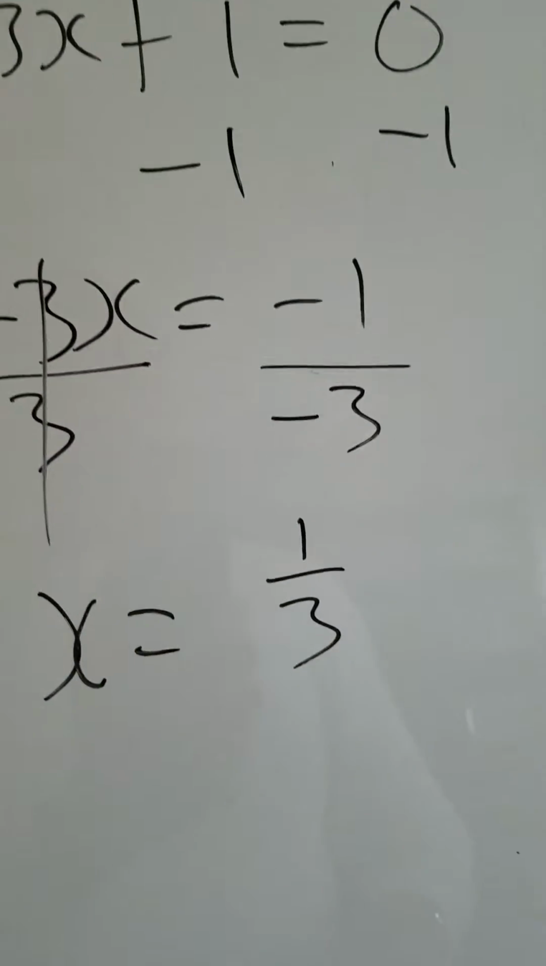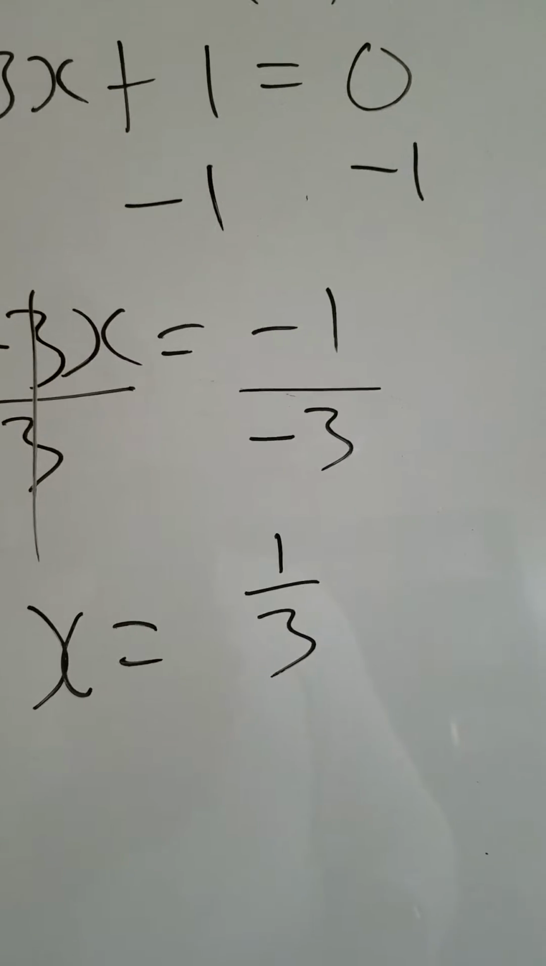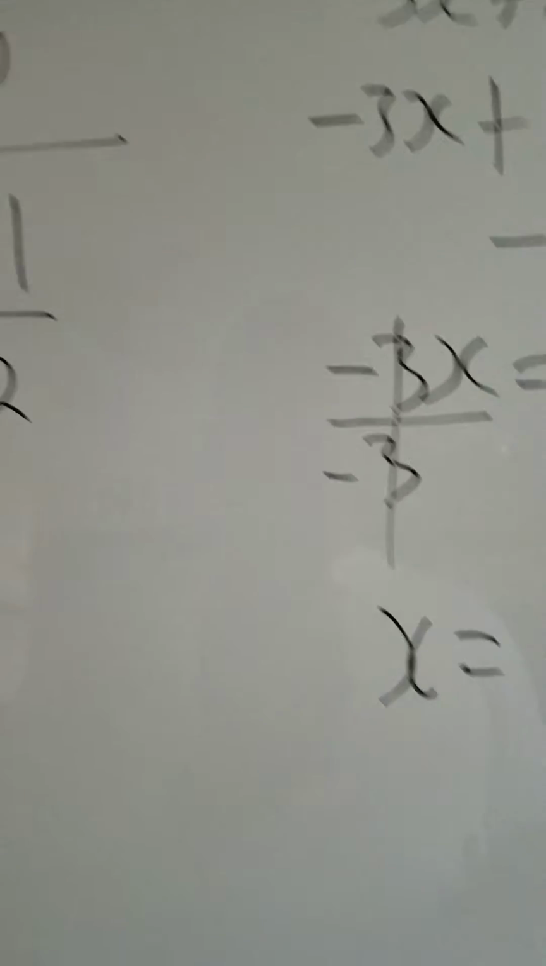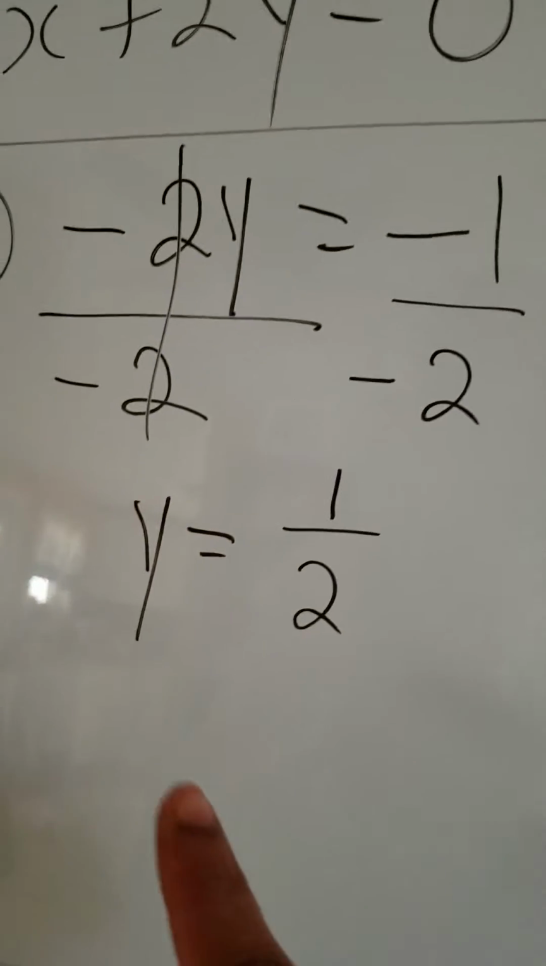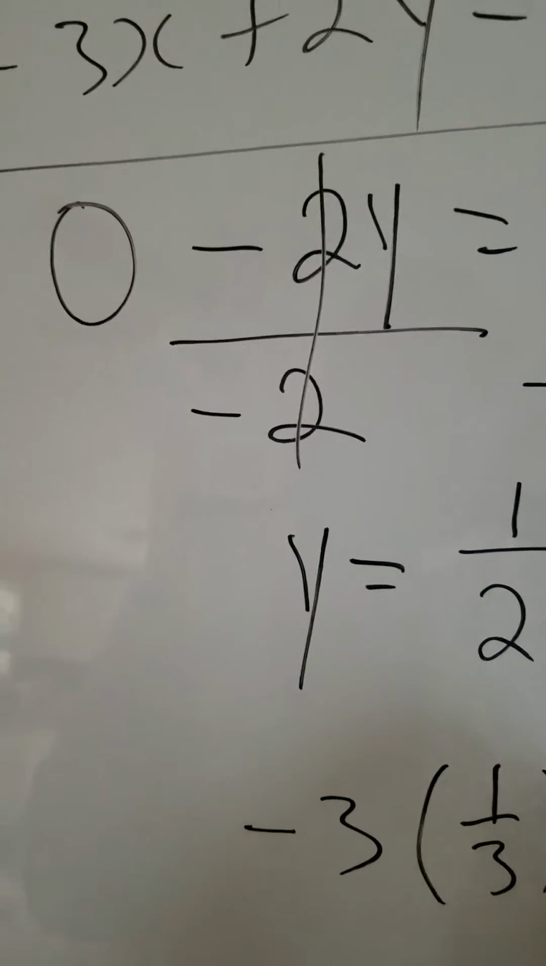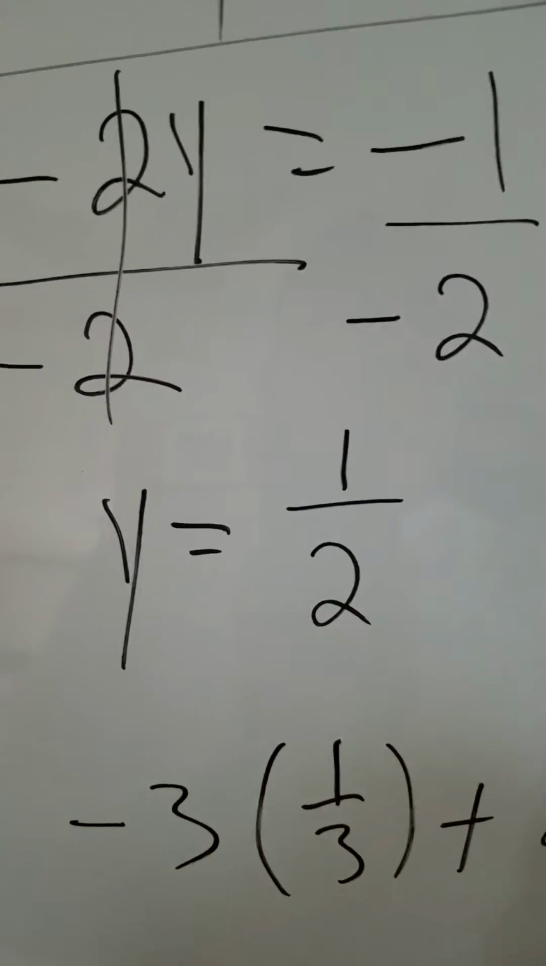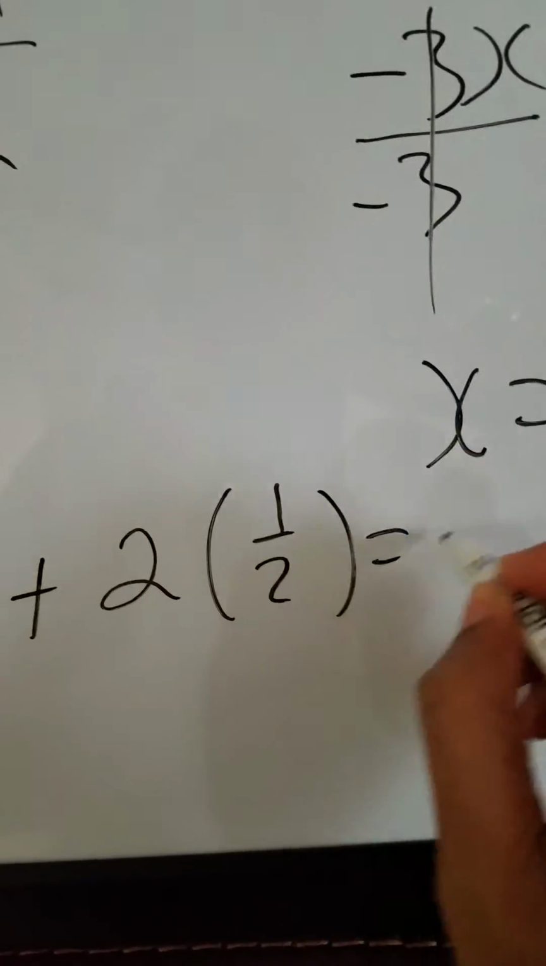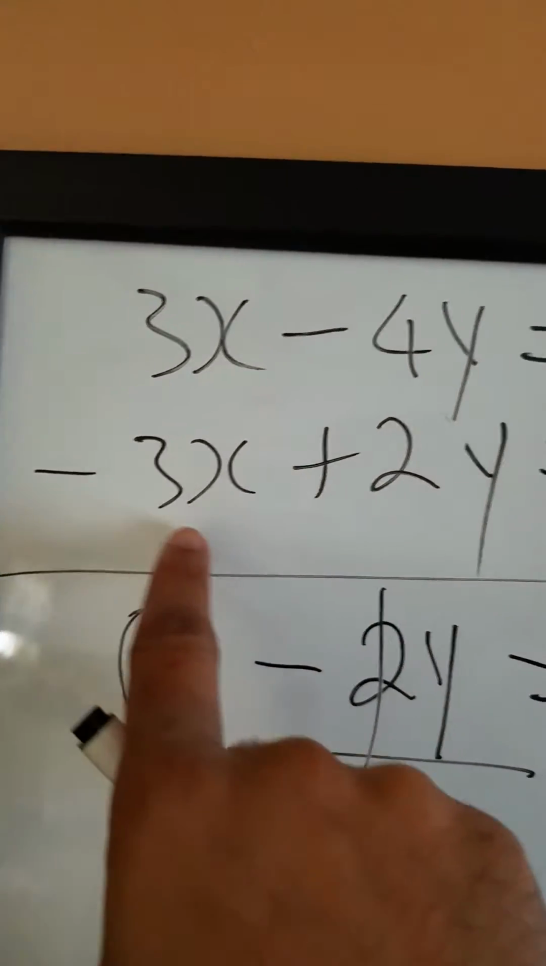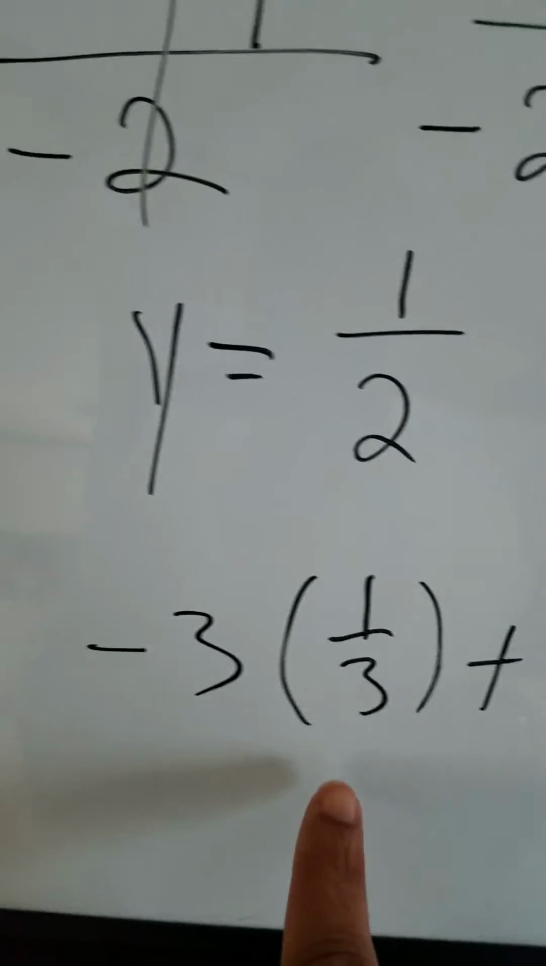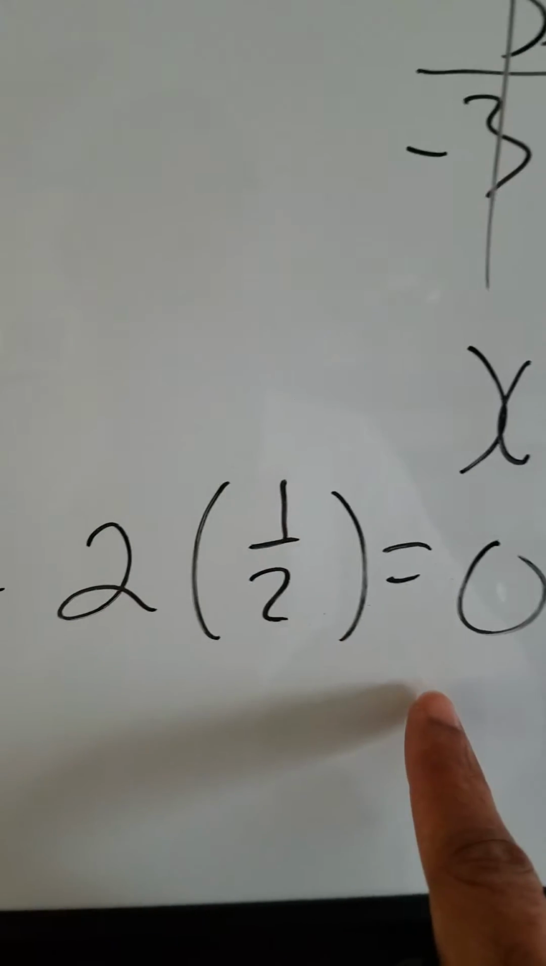And so your 1/3 is indeed positive. We could do a quick check, and it's always good to do a quick check to make sure that the value of y and the value of x works in our equations. So we're going to take the second equation, negative 3x, and in the place of x we will put 1/3, plus 2y, and in the place of y we put 1/2, and this should give us 0. I simply took this equation, negative 3x plus 2y equals 0, and I plugged in 1/3 for x, and I plugged in 1/2 for y.